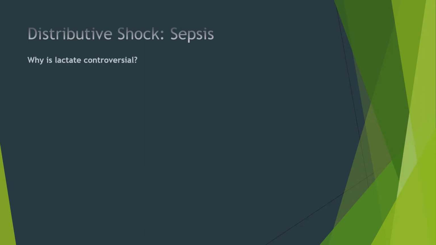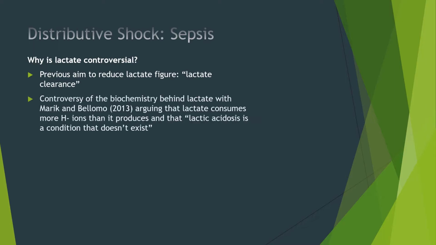About why lactate is controversial, since we've mentioned anaerobic metabolism and lactate in the diagnostic process. So lactate was previously sold as a treatment goal, where the previous aim was to reduce the lactate number itself, and this is kind of referred to as lactate clearance. You know, if lactate comes up as part of the septic process, if our treatment is working, then lactate should go down. So the goal is to reduce the lactate number itself.